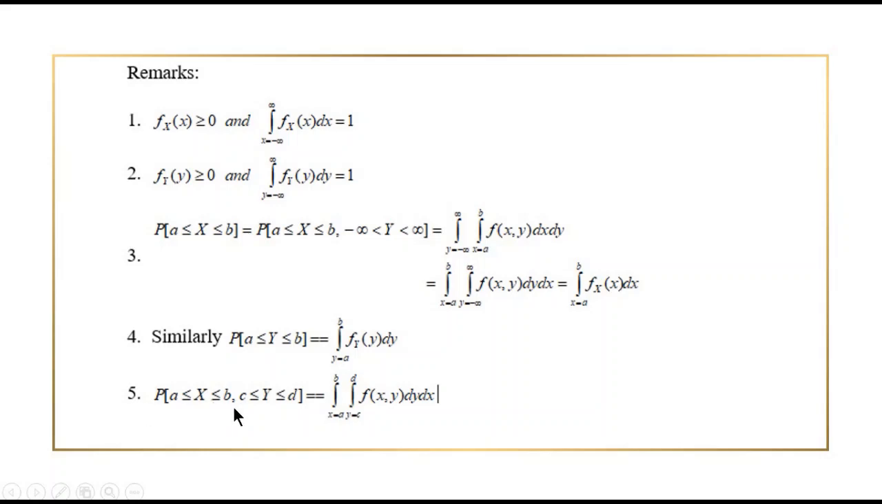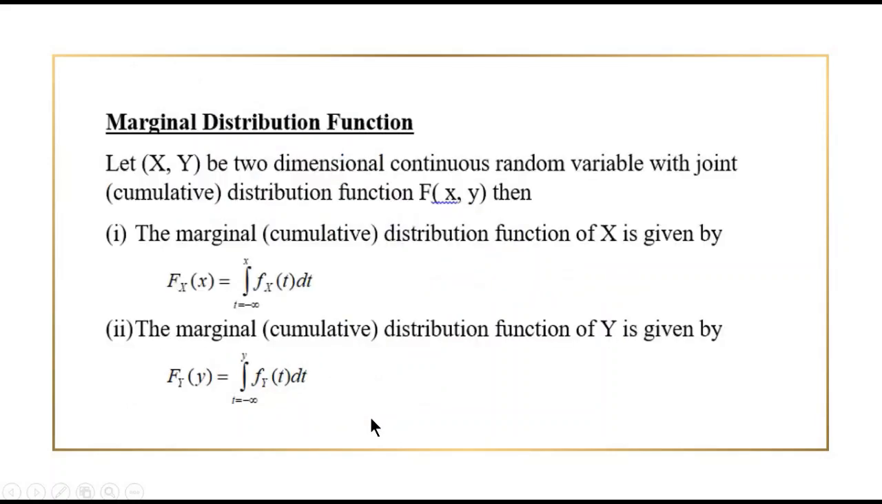The probability that x lies between a and b and y lies between c and d is nothing but the double integration of the joint PDF taking these limits for x and y. The marginal distribution function of x is obtained by integrating the marginal density function of x with respect to t from minus infinity up to x. The marginal distribution function of y is integrating the marginal density function of y with respect to t from minus infinity to y.